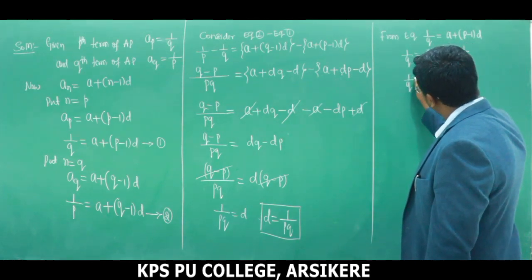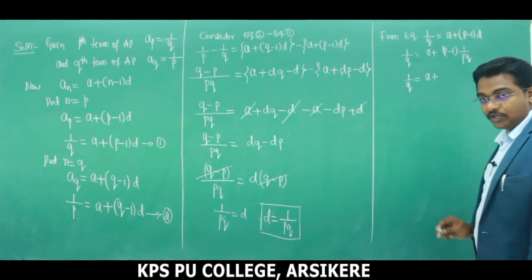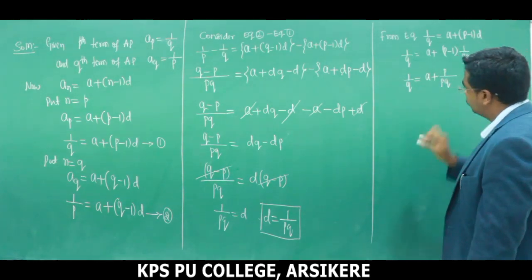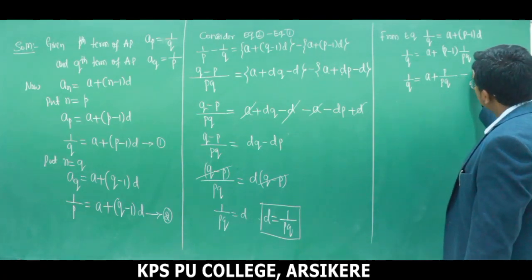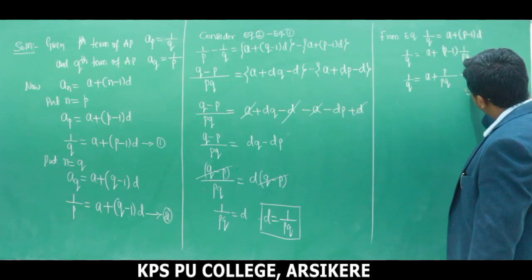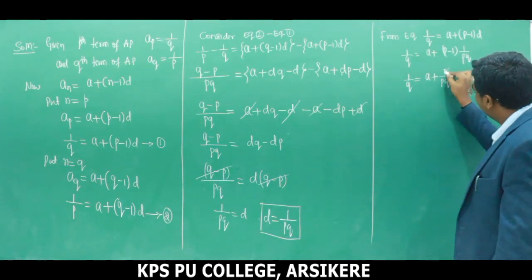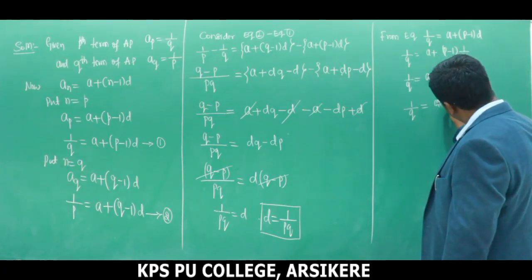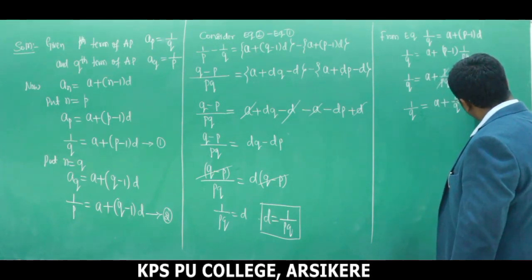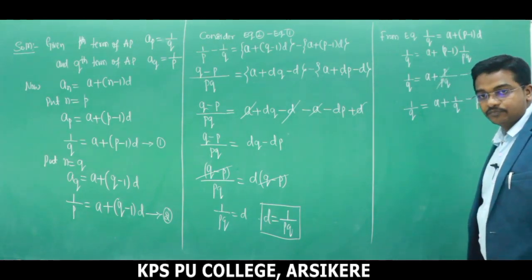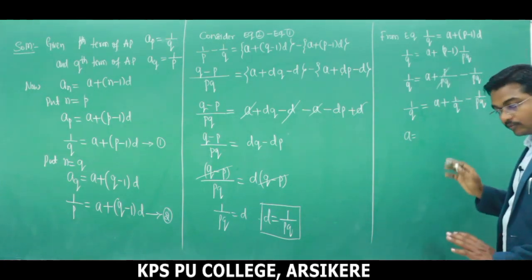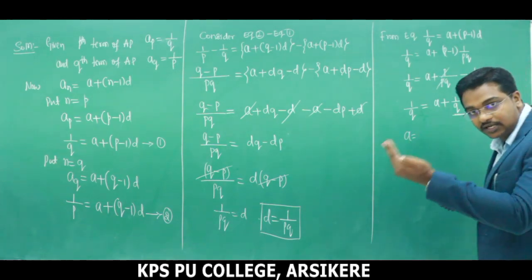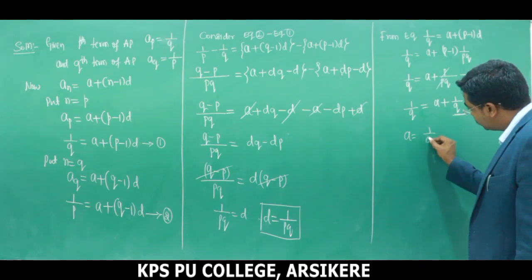So 1 by q is equal to a plus, multiplying by 1 by PQ for these two terms, p divided by PQ minus 1 divided by PQ. And here p and p get cancelled. So 1 divided by q is equal to a plus 1 by q minus 1 divided by PQ. Keep a as it is, and send the right side 1 by q minus 1 by PQ to the left side.